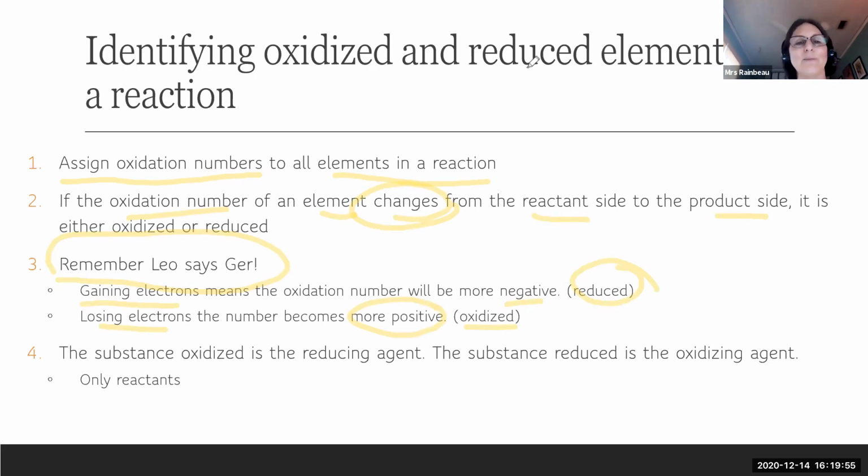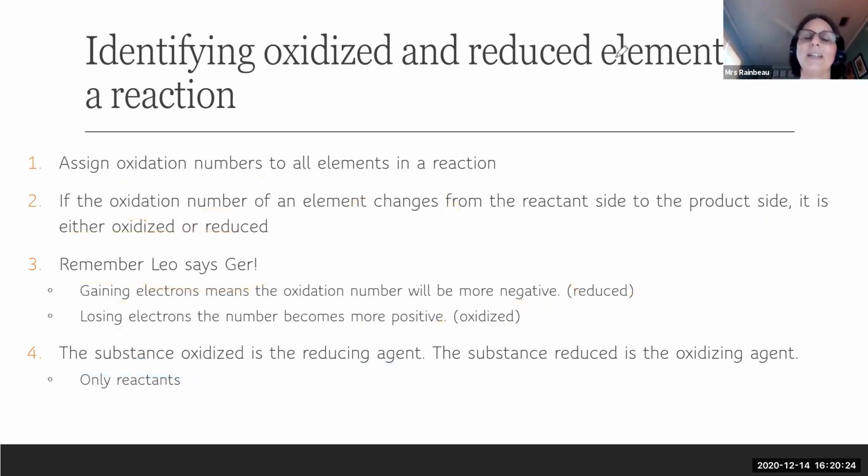Now, this is the last part, and this is really annoying. And that is they also want you to recognize the reducing agent and the oxidizing agent. This is only in the reactants. And basically the substance that is oxidized is the reducing agent, and the substance that is reduced is the oxidizing agent. I know it sounds confusing. It is confusing. I'm going to show you an example, and you just keep coming back to it, and hopefully it will make sense to you. But I know this is confusing.